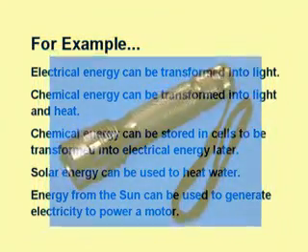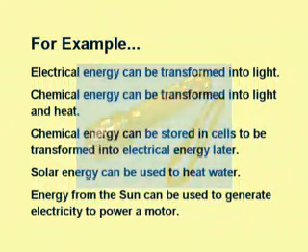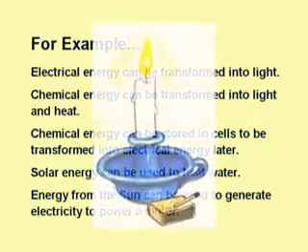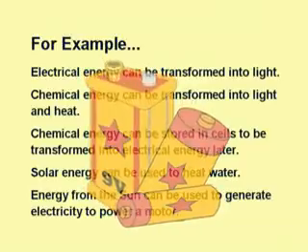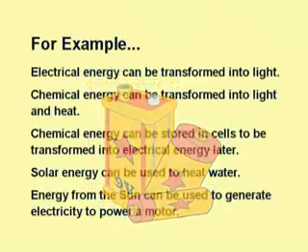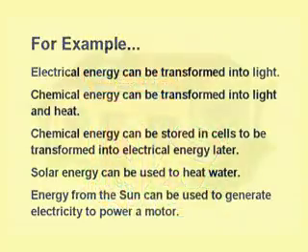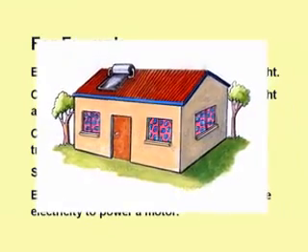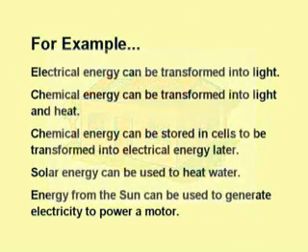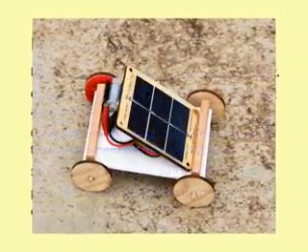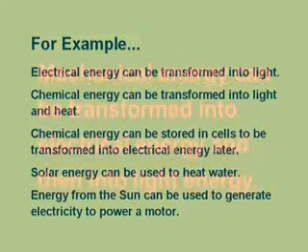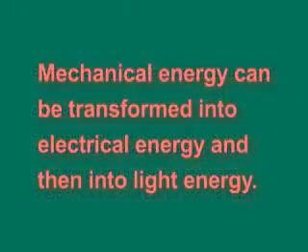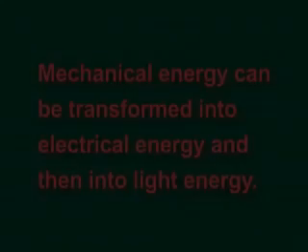For example, electrical energy can be transformed into light. Chemical energy can be transformed into light and heat. Chemical energy can be stored in cells to be transformed into electrical energy later. Solar energy can be used to heat water. Energy from the sun can be used to generate electricity for a small motor. Mechanical energy can be transformed into electrical energy and then into light energy.